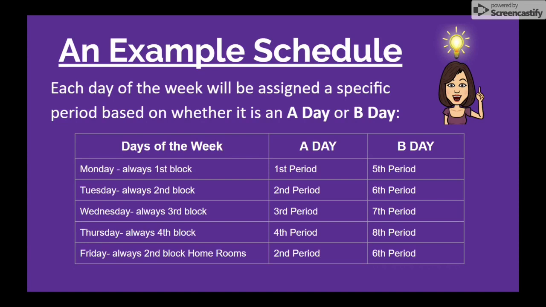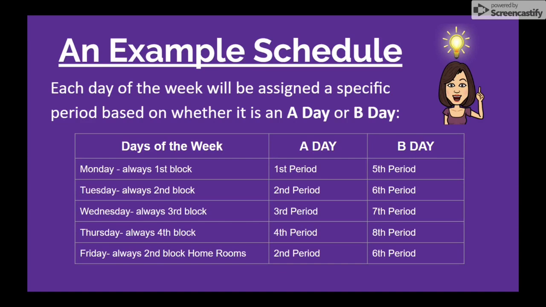To explain further, every Monday, students will either be automatically assigned to their first or fifth period as their home base during flex. If Monday is an A day, students will go to first period. If Monday is a B day, students will attend their fifth period, which is still their first block of the day for flex time. On Tuesdays, students will be automatically assigned to their second block of the day for flex time.